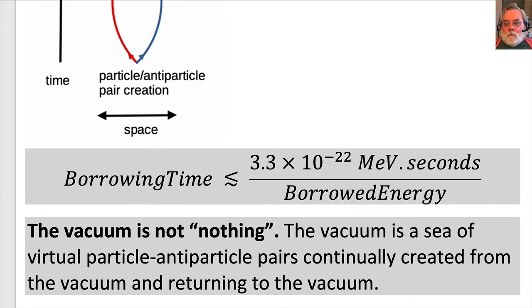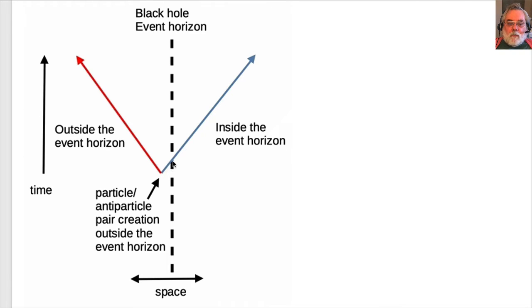This vacuum virtual particle pair creation and annihilation also occurs just outside the event horizons of black holes. What happens if one of the virtual particles crosses the black hole event horizon and the other does not? When one virtual particle crosses the black hole event horizon, it can never return to the outside universe. The virtual particle that did not cross the black hole event horizon changes from a virtual particle to a real particle, and it has real positive mass energy. This particle could potentially escape from the black hole, and this is called Hawking radiation.